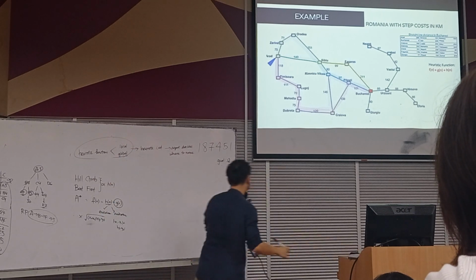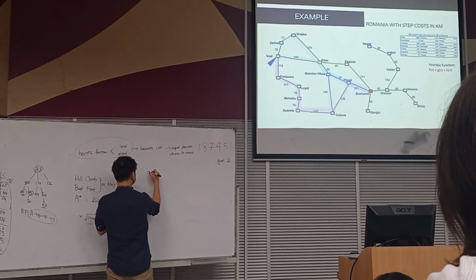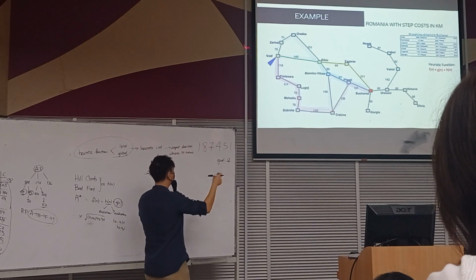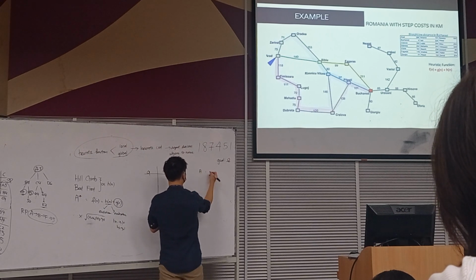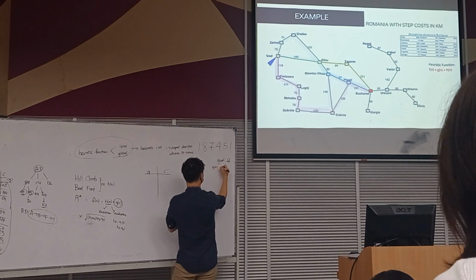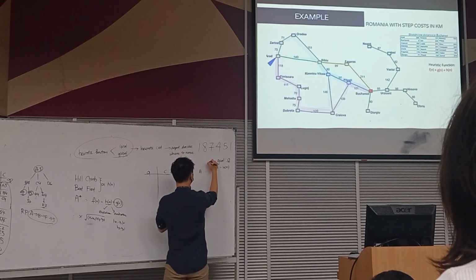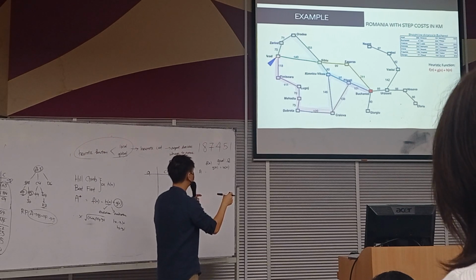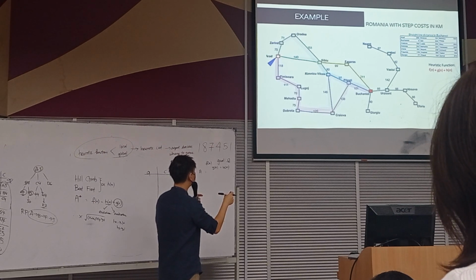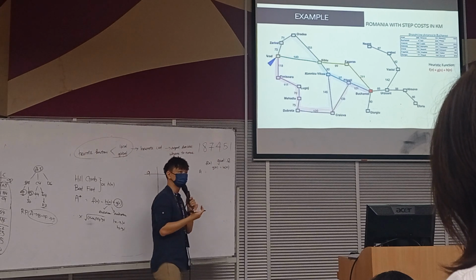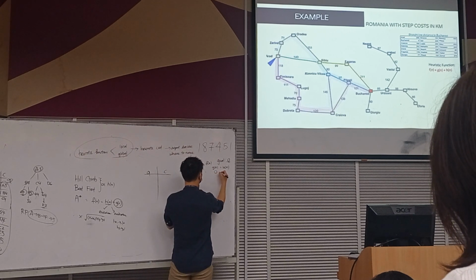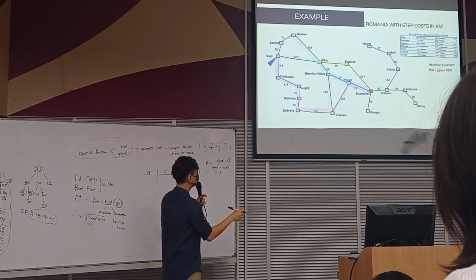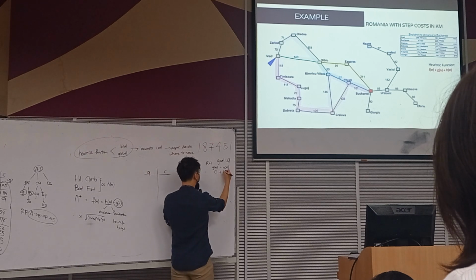As usual, I'm going to open these two lists, open and close. Start with Arad. So Arad, what is the Gn and what is the Hn? Because we are going to find the function cost. What is the Gn for Arad? Initial state Arad, and your current state is also Arad. So do you have any step cost? No, so it's 0. What is the Hn for Arad? Look at this. Arad is 366.